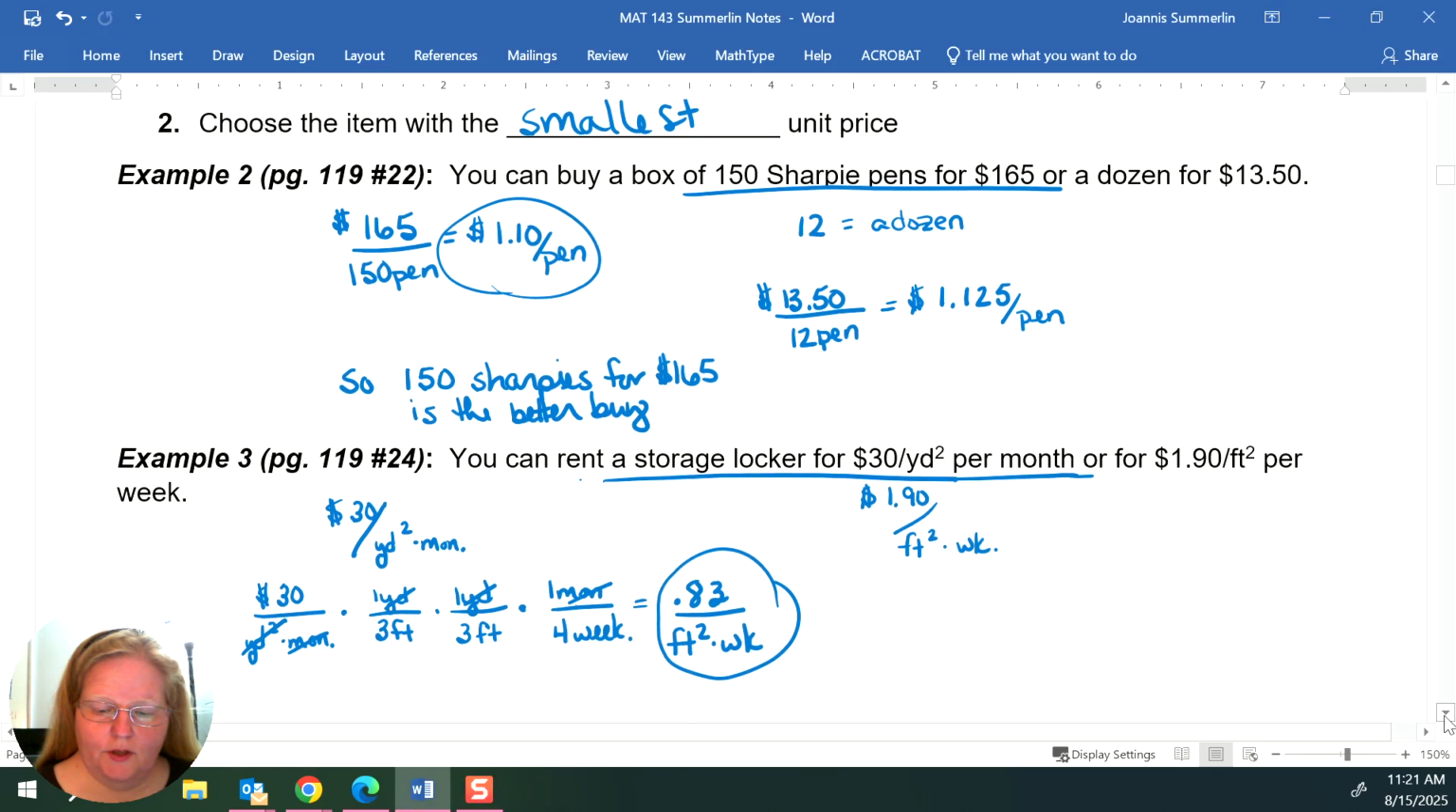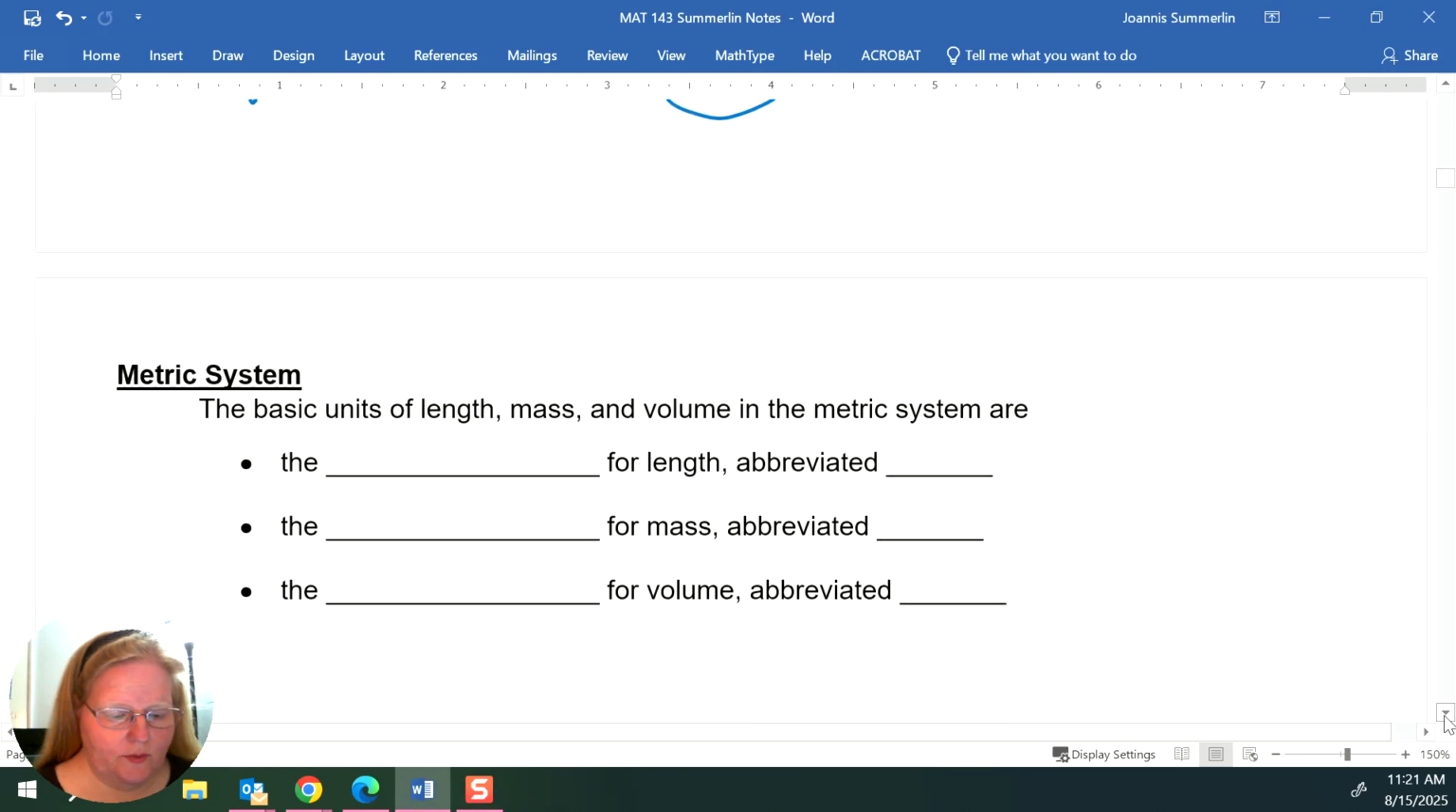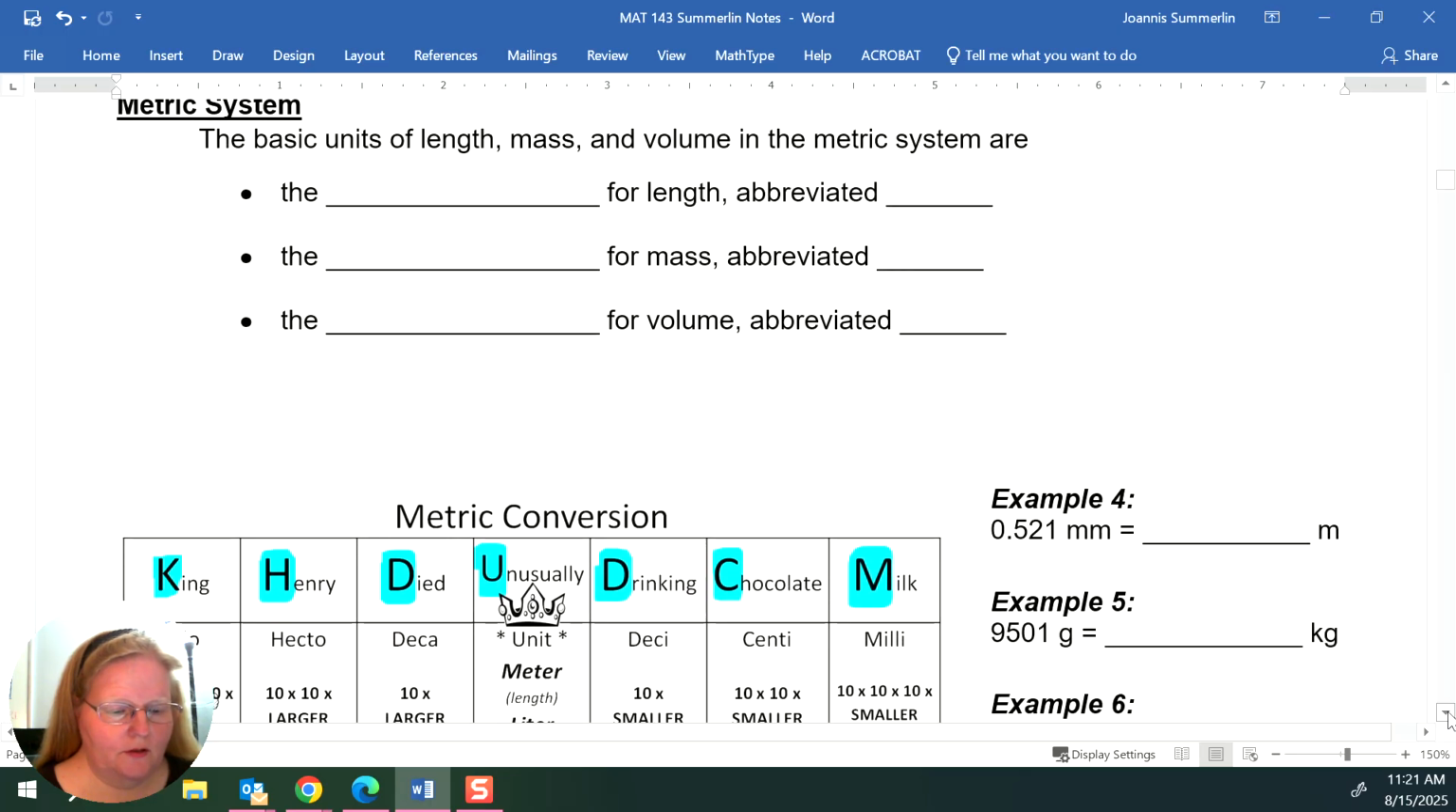Okay, so now we go on to the next part, which happens to be the metric system. The basic units of the metric system have to do with length, mass, and volume. The basic unit for length would be the meter. It's abbreviated with a lowercase m. Just one m, not like ME or anything, just lowercase m.